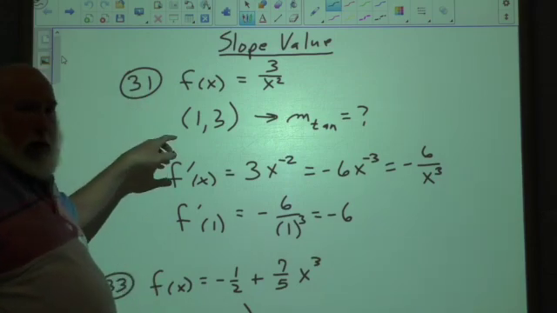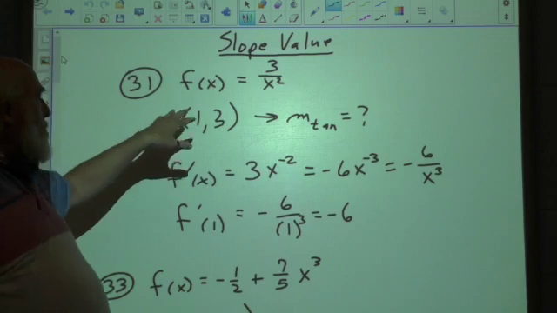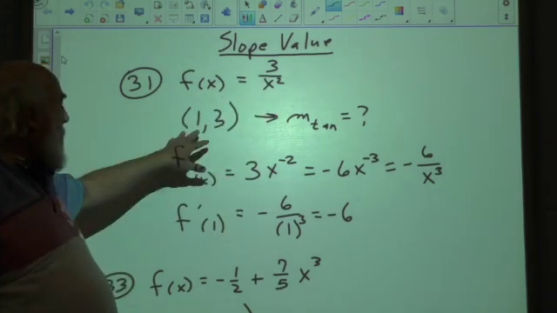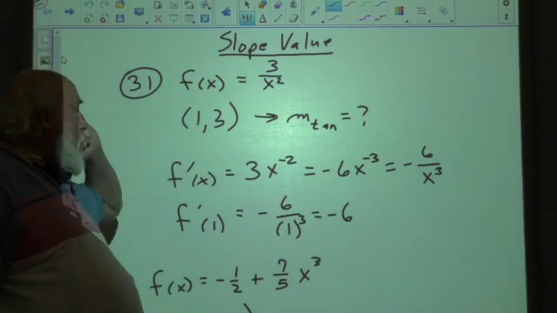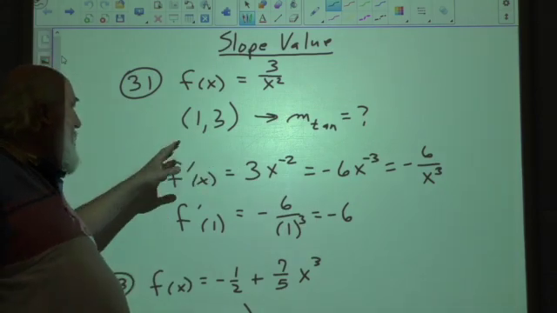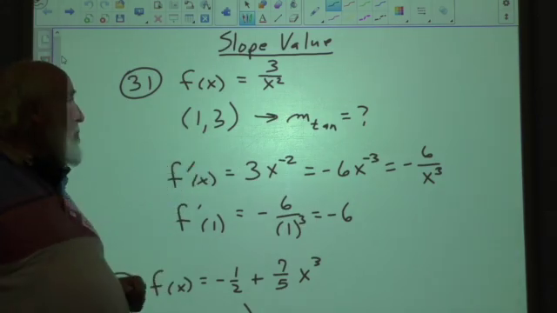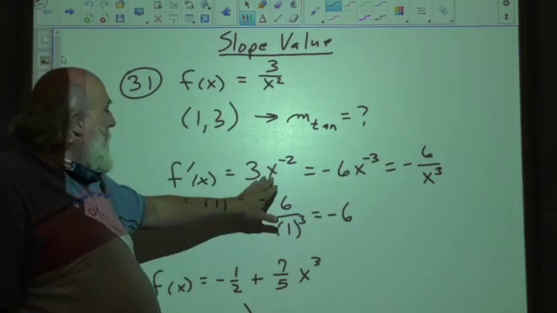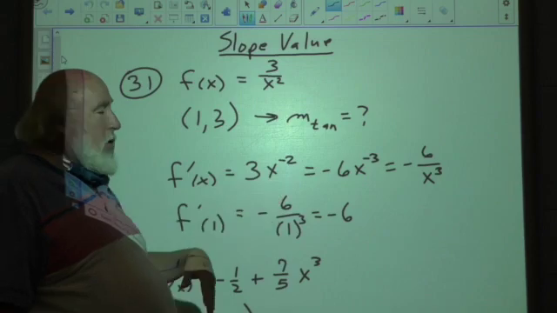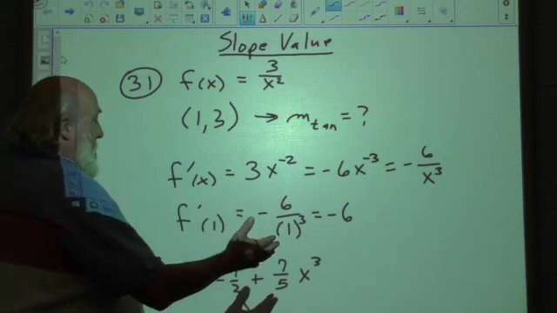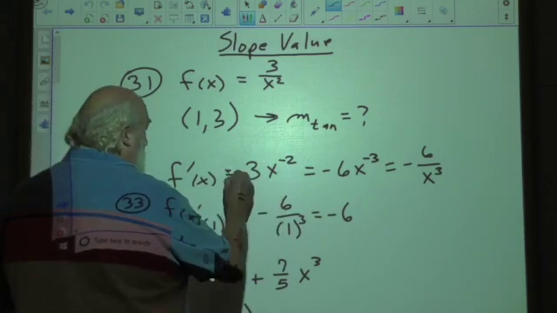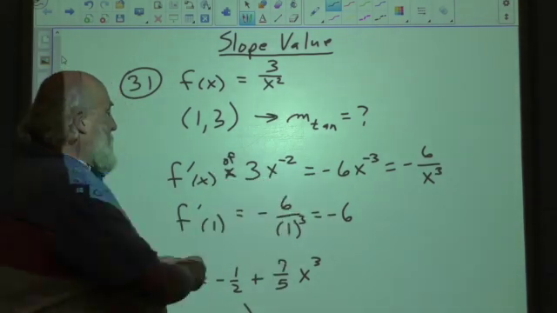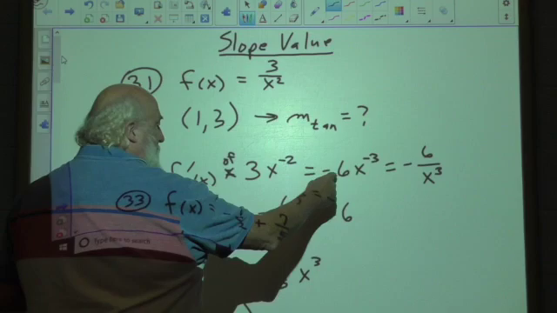We'll start with 31. The function given here is 3 over x squared, and we want to know what is the slope of the tangent at the point (1, 3). So I rewrite this as 3 times x to the negative 2 power. Take the derivative of that. And this slope then becomes negative 2 times 3, which is negative 6.